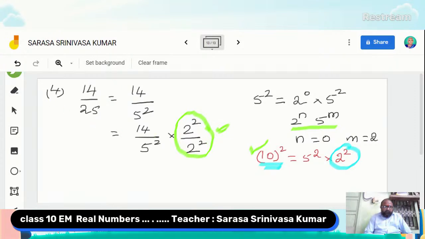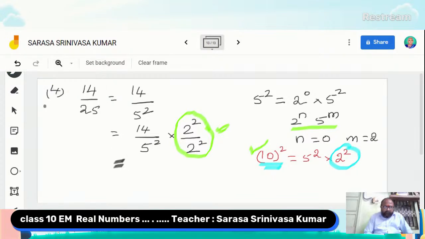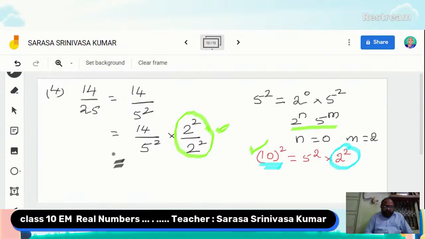So therefore, we have multiplied and divided by 2 square in this step. We have to write all these steps, but I am not writing all the theoretical steps. I am simply explaining the steps. Students are advised to make running notes, and after the completion of the class, I will upload all the notes into the resources of the Wise app. You need not worry.